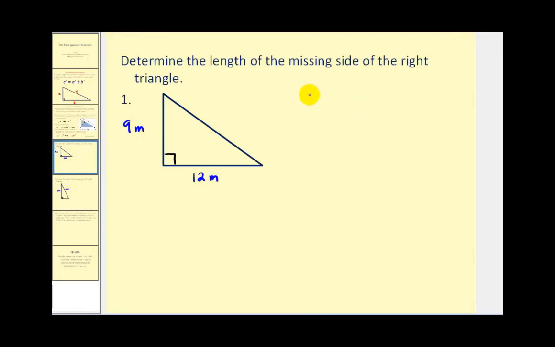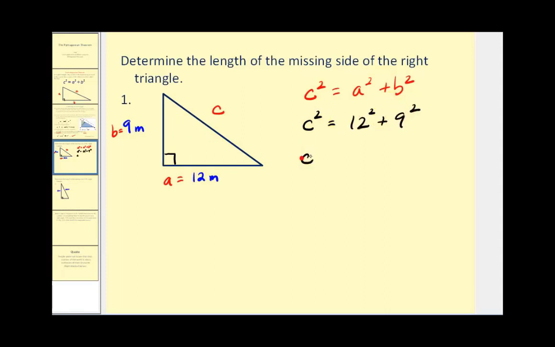So we'll start with our theorem. C squared equals A squared plus B squared. C must be the hypotenuse, which is this side here because it's opposite the right angle. And these two would be the legs, so we'll label these A and B. Let's go ahead and substitute these values into the theorem, and then we can solve for C. So we'd have C squared equals A squared, or 12 squared, plus B squared, or 9 squared.